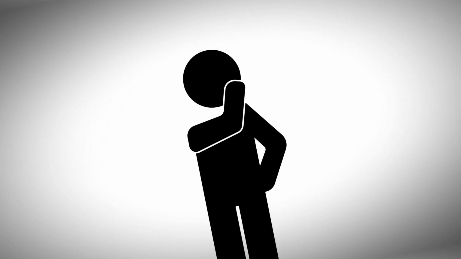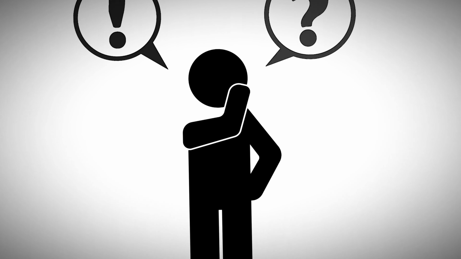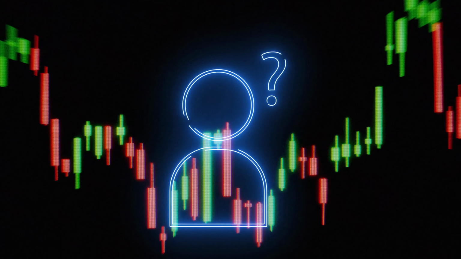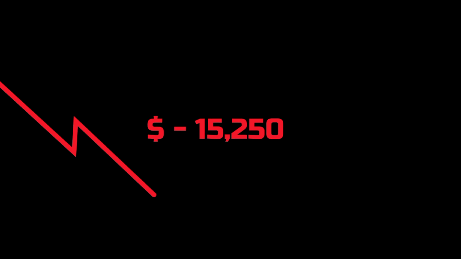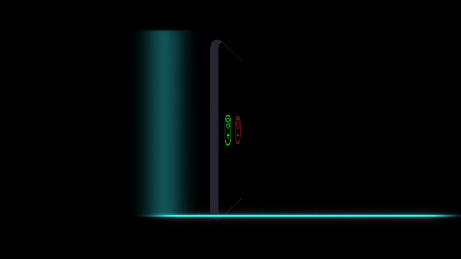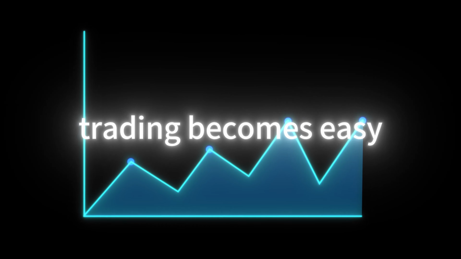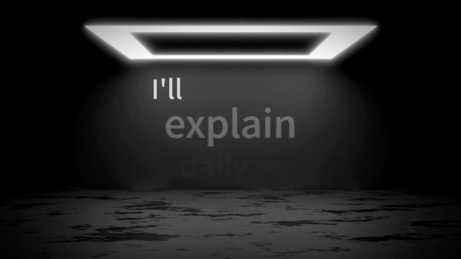A lot of ICT traders struggle to identify daily bias. They understand the concepts and the models, yet still feel confused when the market opens. Without clear direction, they overtrade, second-guess themselves, and lose money. But once daily bias is clearly defined, trading becomes easy. In the next few minutes, I'll explain daily bias in the simplest way possible.